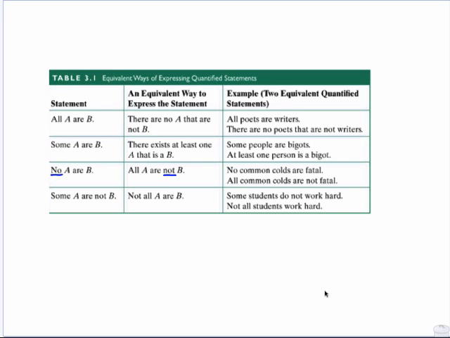In part 2 of this video on section 3.1, we will do some examples where you have to choose from a multiple choice list to find equivalent statements.